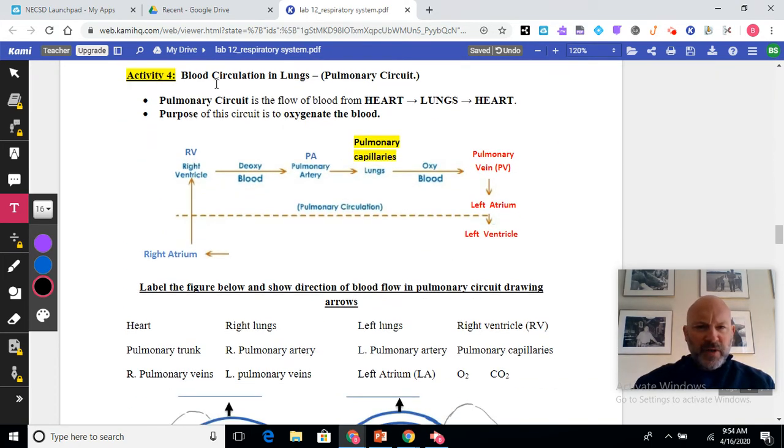Okay. All right. So the pulmonary circuit is the blood flowing from the heart to the lungs and then back to the heart. And the reason why we send blood from the heart to the lungs is because it needs to be oxygenated. So you can see this blue color indicates that it's deoxygenated blood traveling from the right side of the heart through the pulmonary artery to the lungs, and it's within the lungs that oxygen is put into the blood, and then it returns back to the heart oxygenated.